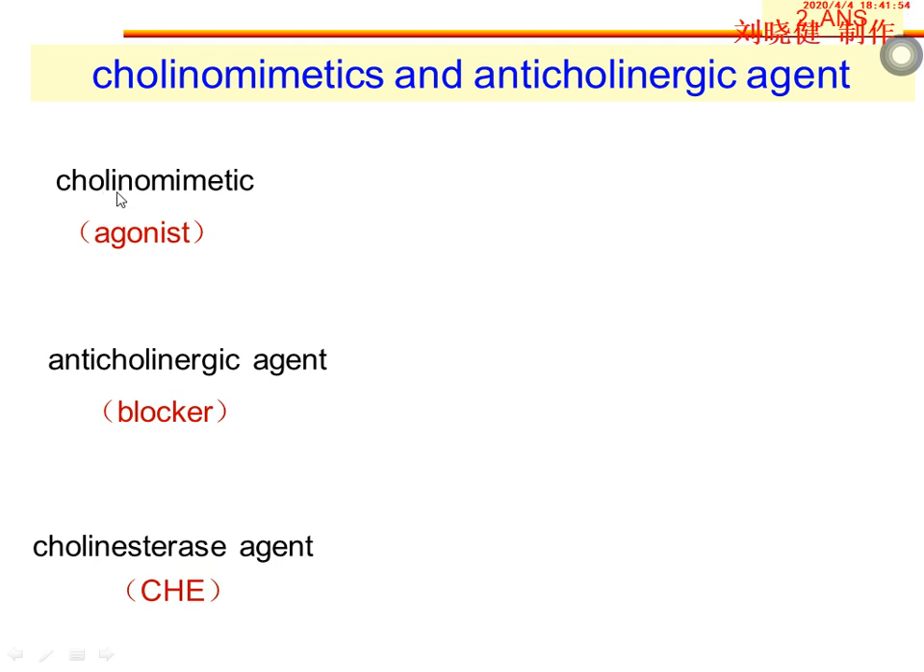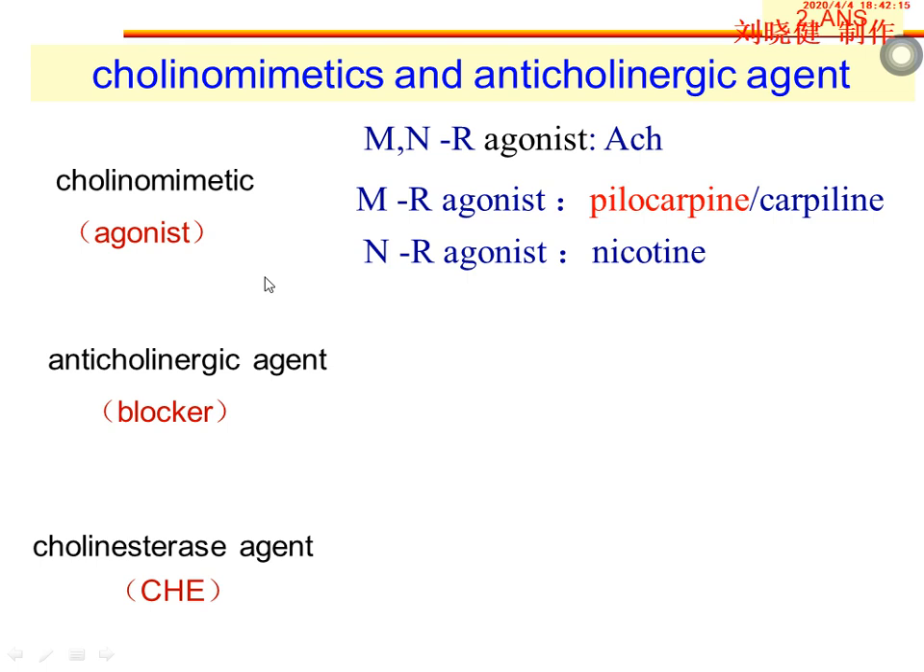Here, cholinomimetics include direct agonists and indirect agonists. Indirect agonists means cholinesterase inhibitors. Now, cholinomimetics here means direct agonists. Based on the selectivity to the different receptors, they include acetylcholine, which is a non-selective cholinoceptor agonist, and M receptor agonist, where the representative drug here is pilocarpine.